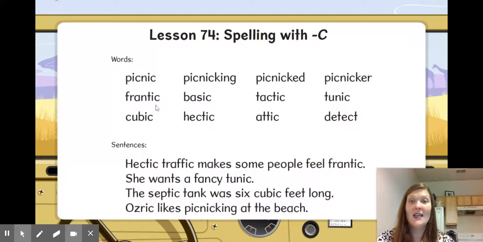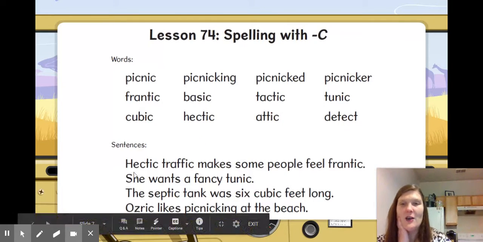Let's read these words. Read them with me. Frantic, basic, tactic, tunic, cubic. Cubic means that it's the shape of a cube. Hectic. Hectic means it's real crazy. Attic. Okay, do you know what the attic is? It's up above your house. And detect. Detect. So that C is right before the T in detect. Detect means that you sense that something is happening.